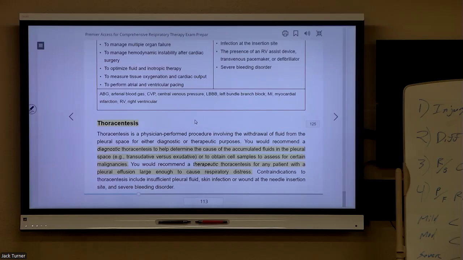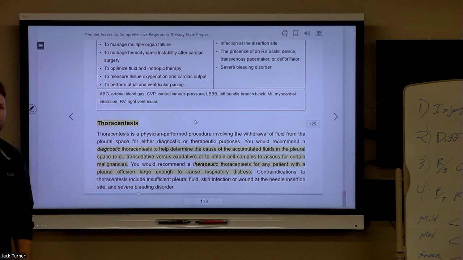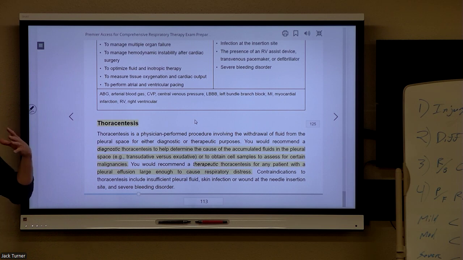Just keep in mind that for a therapeutic one, draining fluid off of a pleural effusion, you only need to drain pleural effusions if they're causing respiratory distress. If somebody has bilateral pleural effusions but they're not breathing 40 times a minute and looking bad, don't worry about it. Just leave them. The body will reabsorb that eventually. But if they are breathing 40 times a minute and their oxygenation doesn't look good, by all means, go ahead and do thoracentesis and drain that fluid.